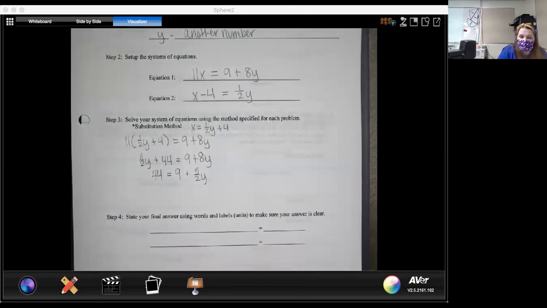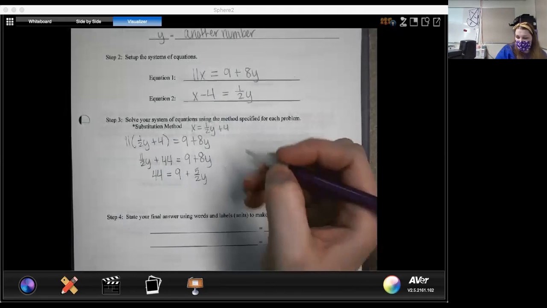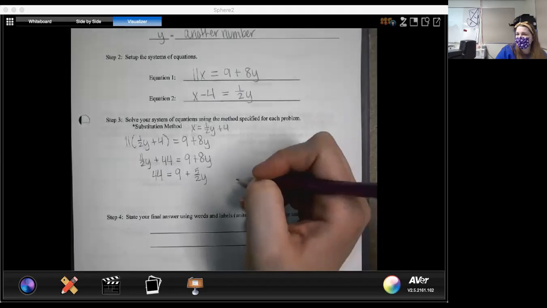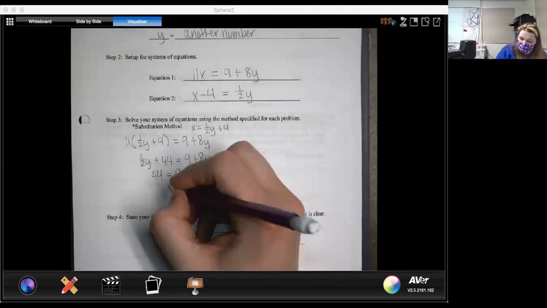Okay. From here, what do we do? You could have subtracted 8, but then you would have had a negative number. So you could still do that. It's just why deal with negative numbers if you don't have to. Yep. What do we do from here? Subtract 9, which gives us 35.